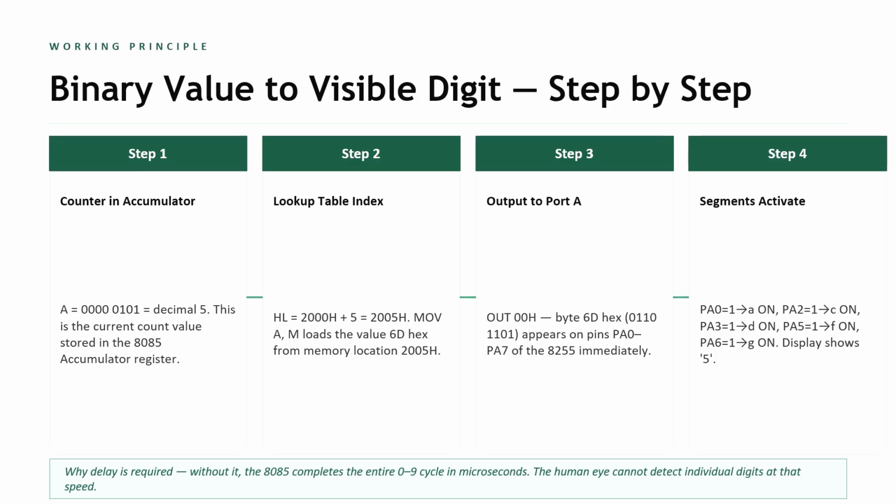And this is why delay is required. Without it, the 8085 completes the entire 0 through 9 cycle in just a few microseconds. No human eye can detect individual digits at that speed. The delay slows it to approximately 1 second per digit.